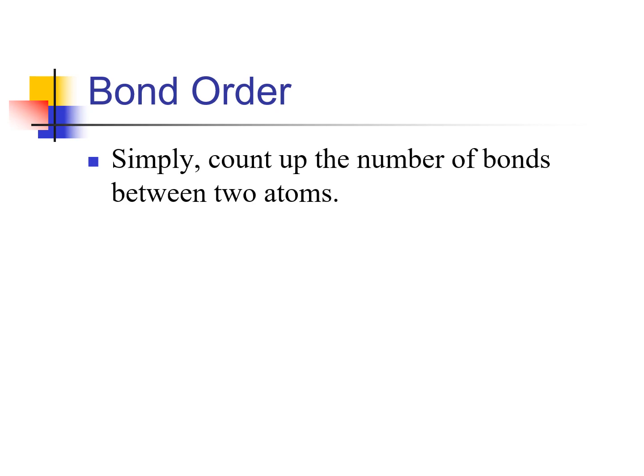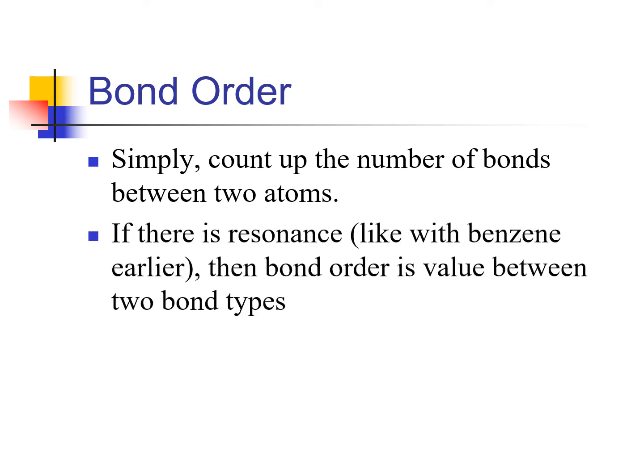And this brings us to bond order. This is a question that could appear on the AP test. It might ask, what's the bond order between these 2 atoms? It's simply the number of bonds between the 2 atoms. If there's a double bond between 2 atoms, it has a bond order of 2. If there's a single bond, it's a bond order of 1. If there's resonance, then the bond order is in between. So for that nitrate, it would have a bond order of about 1.33. With the benzene, each carbon-carbon bond would have a bond order of 1.5.